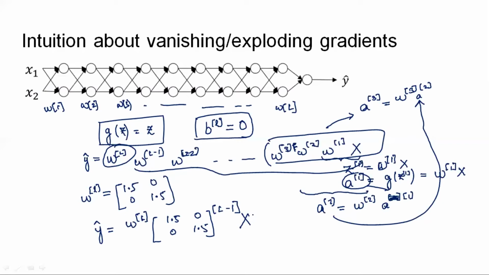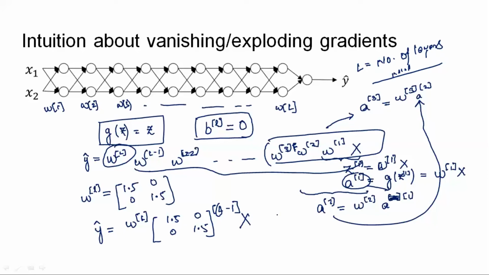So if this is a very large neural network, then the value of capital L represents the number of layers in my neural network. So if the value of capital L is very large, then what will happen is that y hat would now be very large. Why?